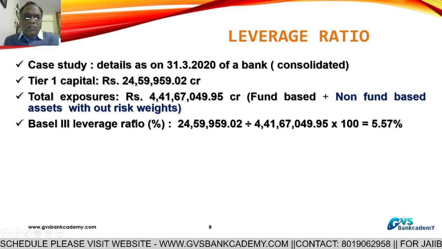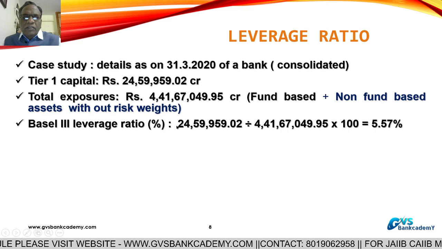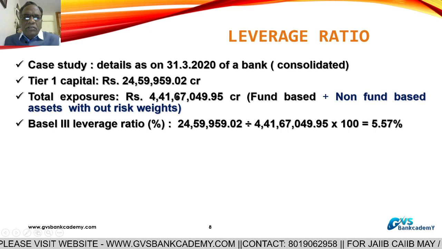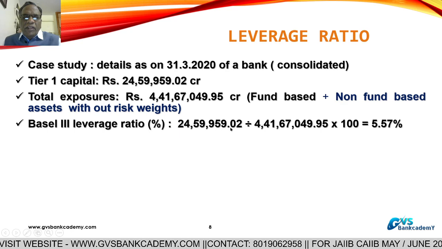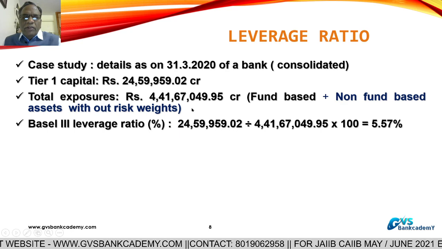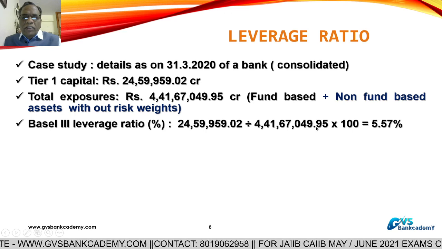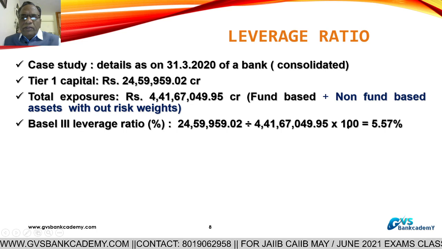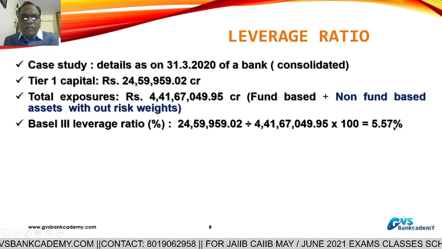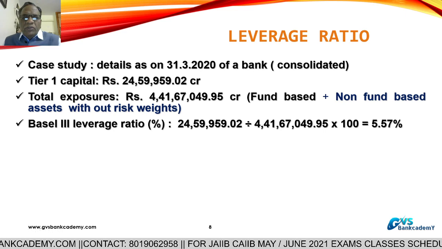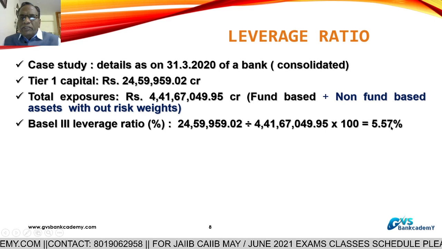049.95 crores. What is the leverage ratio as per Basel III in percentage? Capital, Tier 1 capital is equal to 24 lakhs 59,959.02 divided by 4 crores 41 lakhs 67,049.95 crores into 100. The leverage ratio is 5.57%. The leverage ratio as on 31st March 2020 of the bank is 5.57.